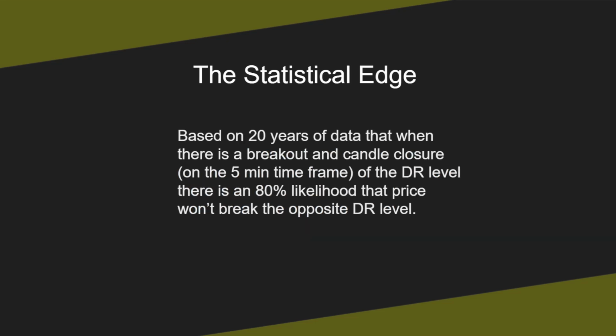Based on 20 years of backtested data, when there is a breakout and candle closure on the 5-minute time frame between these levels of the DR levels, there is an 80% likelihood that price will not return to the opposite level. So if it breaks out on top, it is most likely going to continue in that direction 80% of the time, there's only a 20% chance that it will go to the other end of the range.